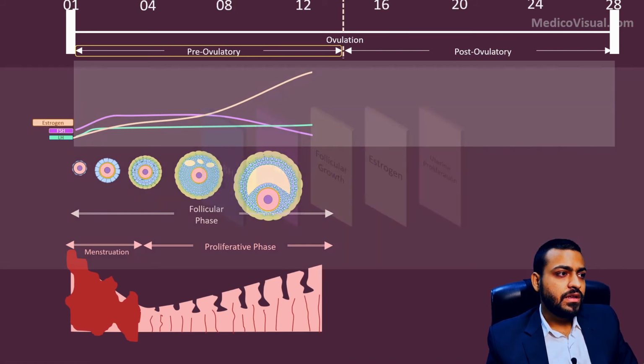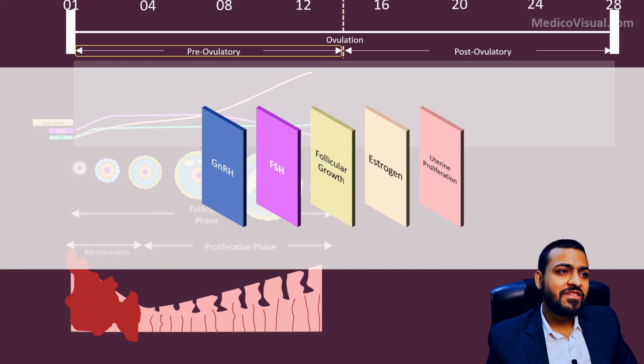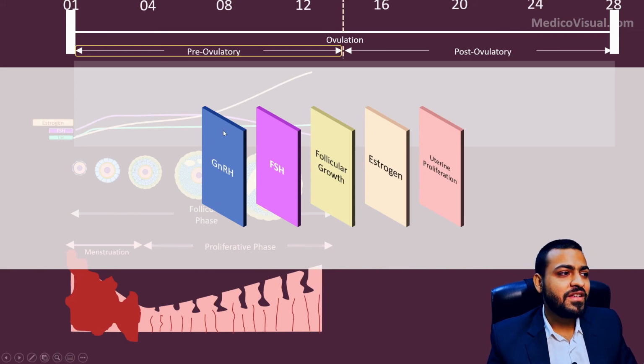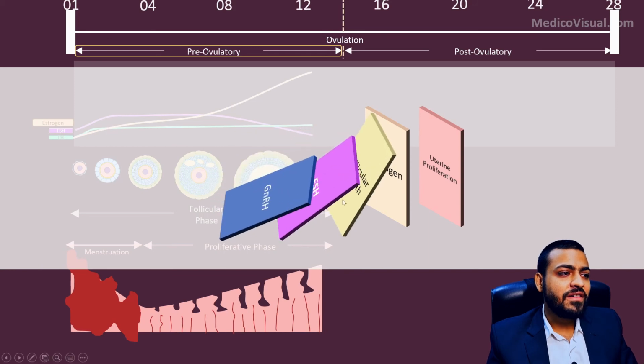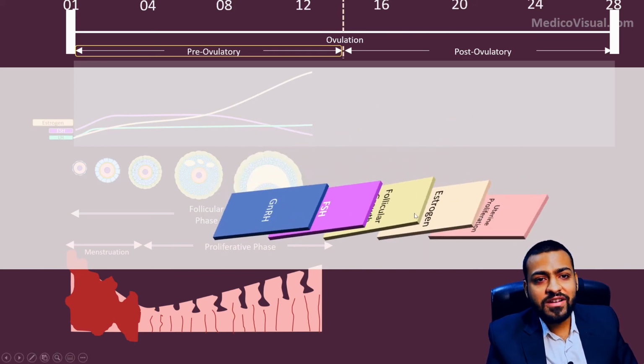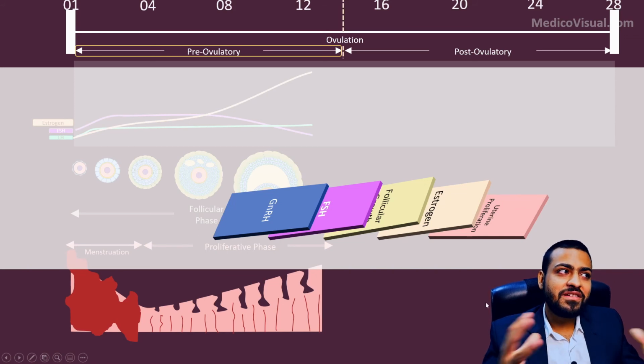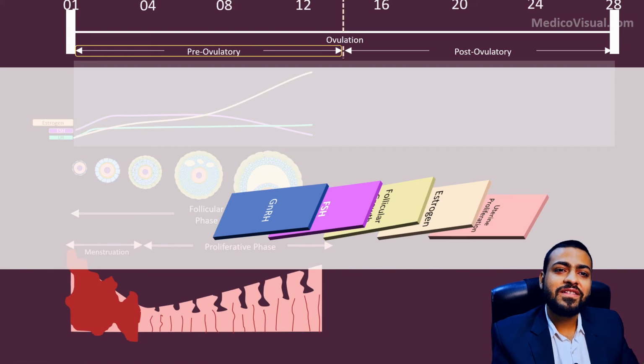So I think this cycle is very easy to understand. Even this much information is enough for you, and it is happening like a falling domino. Everything is very logically happening. First of all, the hypothalamus starts releasing GnRH, which causes release of FSH, and FSH causes follicular growth, and follicular growth leads to formation of estrogen, and estrogen causes uterine proliferation. And this much is the pre-ovulatory phase of this cycle.